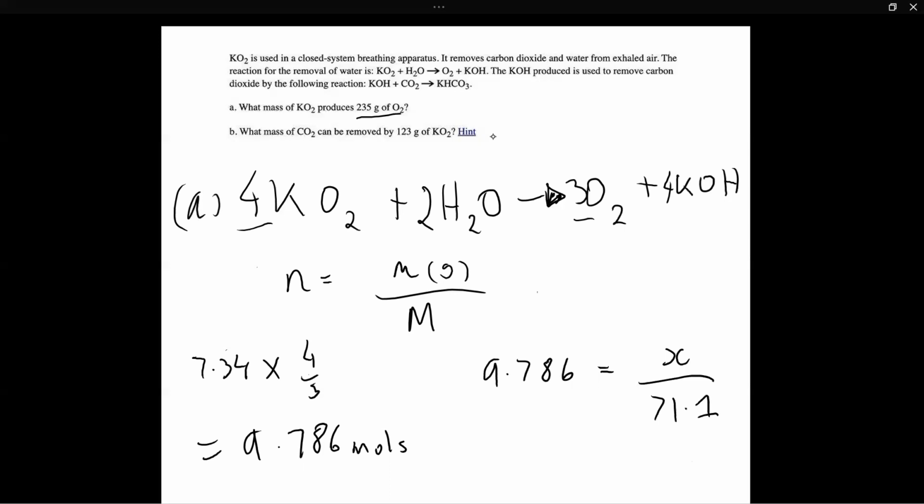Let me just double check if that's the correct answer. Yep, that's correct. So it's 71.1. And now just solve for X. So when you do this on a calculator, you'll get your answer as 695.832 grams of KO2 is required to produce 235 grams of oxygen.